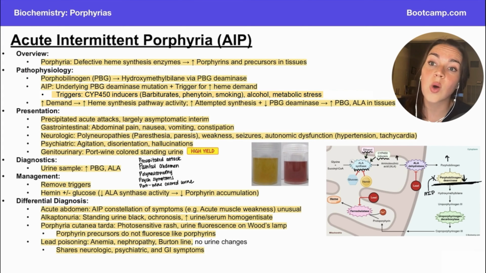And then lead poisoning, while it can result in lead nephropathy, does not have any urine changes really associated with that in the same way that we have this port wine colored urine in AIP. That's a big dead giveaway. All right, so let's wrap this up.